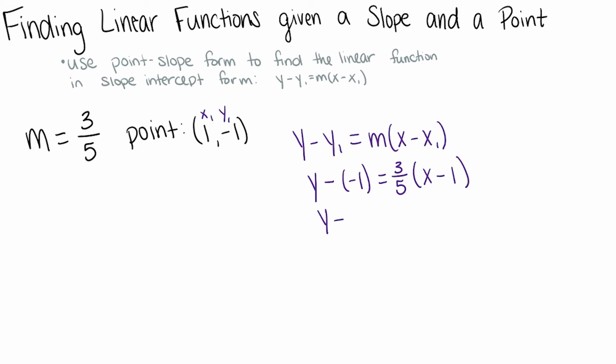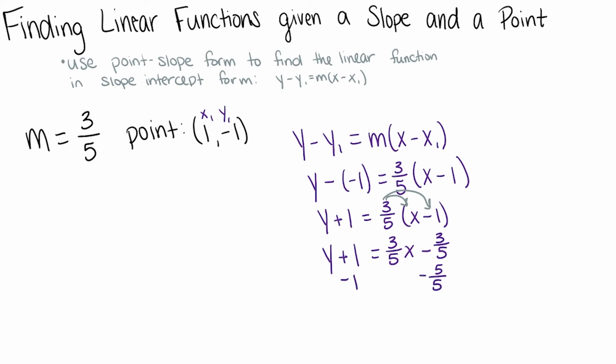So minus a negative becomes a plus. That means on the left side, we get y plus 1 equals 3/5 times x minus 1. Let's distribute our 3/5 to our x and to our negative 1. So we get y plus 1 equals 3/5 x minus 3/5.